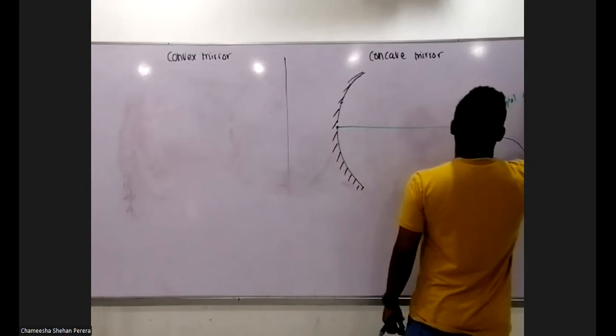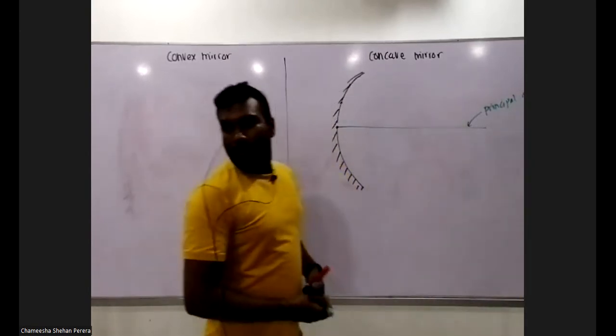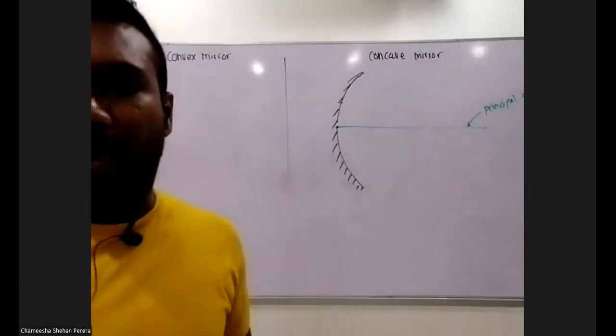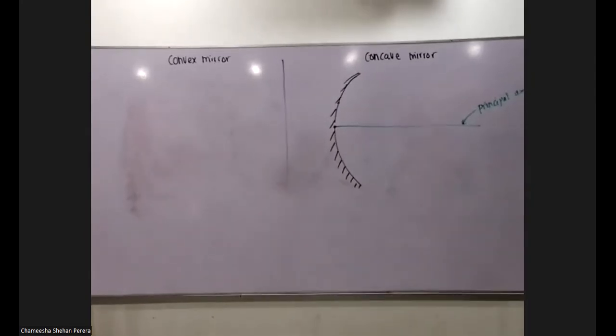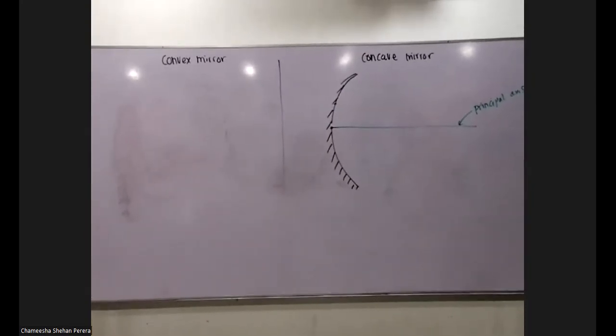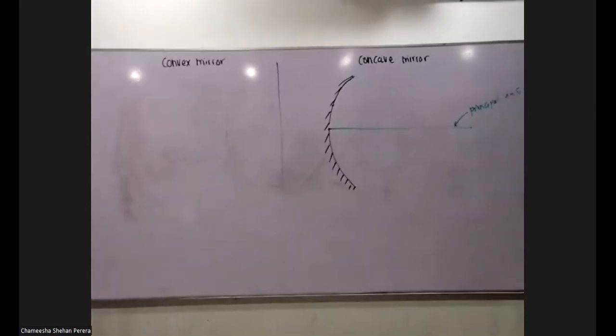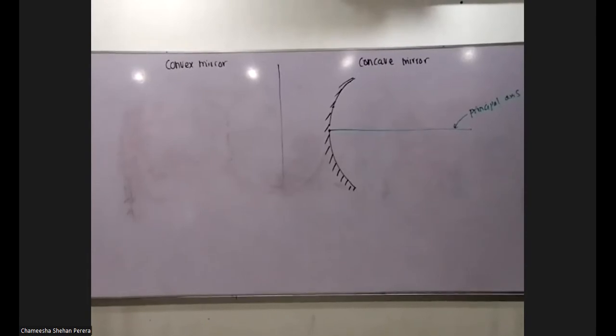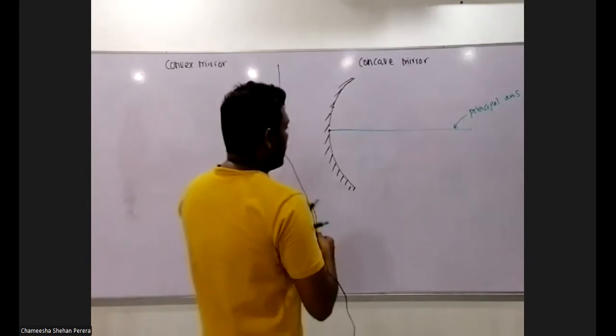Principal axis, I'm marking it over here, right? Now you know one point: if there was a light ray reaching the mirror surface along the principal axis, that would definitely get reflected back along the same path, right? If there was a light ray reaching the concave mirror surface along the principal axis.